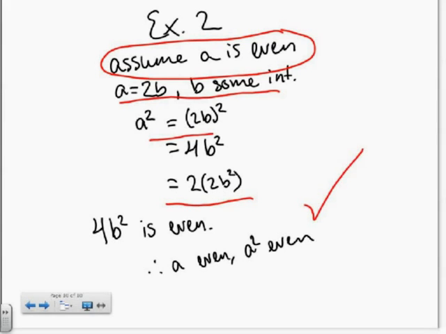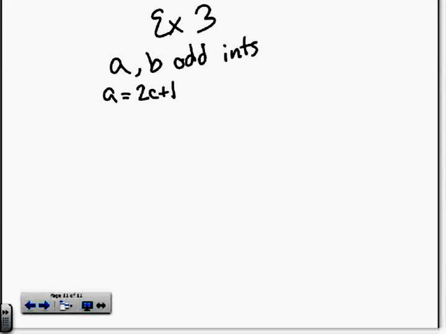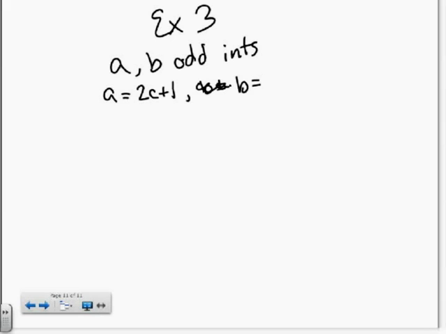Alright, let's go to one final example. For this example, we want to show that the sum of two odd integers is even. First, we assume that A and B are odd integers. As previously said, the definition of an odd integer is that it is equal to an integer times 2 plus 1. So in this case, A is equal to 2C plus 1, and B is equal to 2D plus 1.